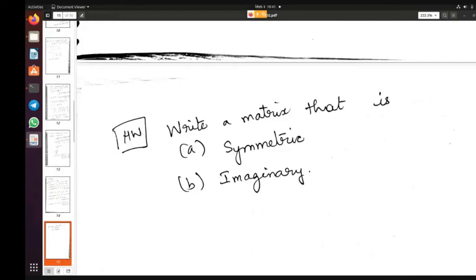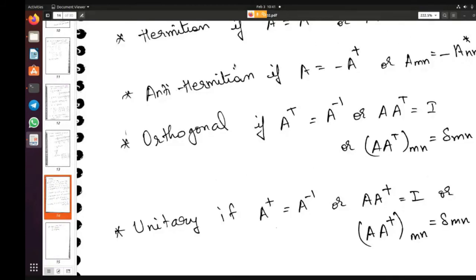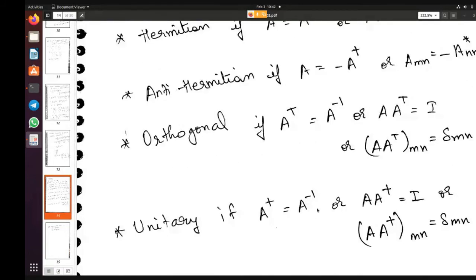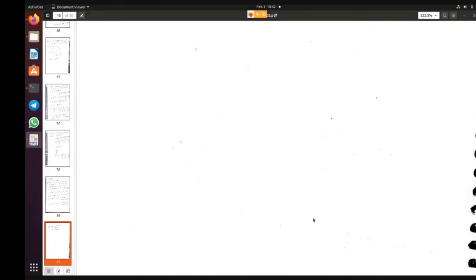All right, so the homework for you is, using these properties, just write an example of a matrix in terms of numbers or complex numbers or whatever you think, where the matrix is symmetric. That is the first one, and the second one, the matrix is imaginary. So you just need to construct a matrix. It can be composed of any numbers. Construct a matrix which is symmetric, and then the second problem is construct a matrix which is imaginary. Okay, and this table will help you do that.